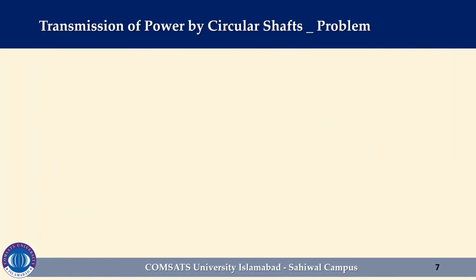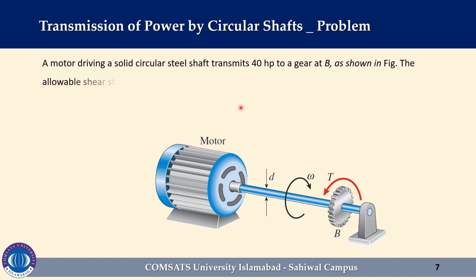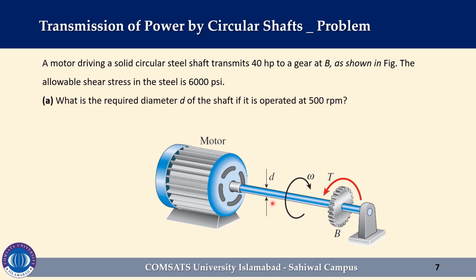So after studying the theoretical concepts of the topic transmission of power by circular shaft, now we will try to solve a problem by applying what we learned theoretically. Here is the problem. A motor driving a solid circular steel shaft transmits 40 horsepower to a gear at B as shown in the figure. The allowable shear stress in the steel is 6000 psi. In part A, we have to determine the required diameter of the shaft if it is operated at 500 rpm. However, in part B, we have to find the diameter if it is operated at 3000 rpm.